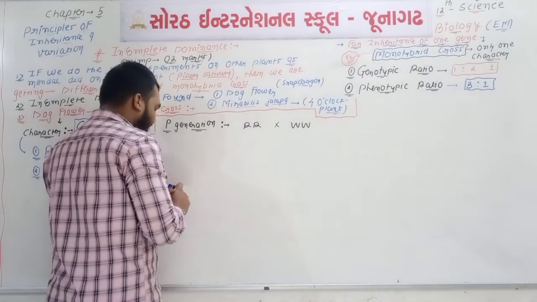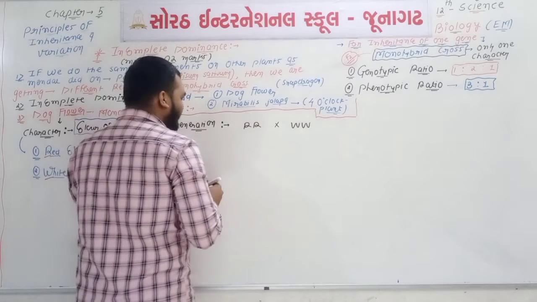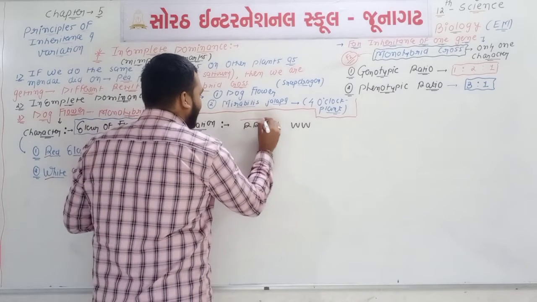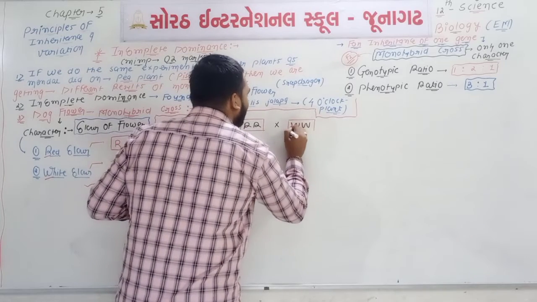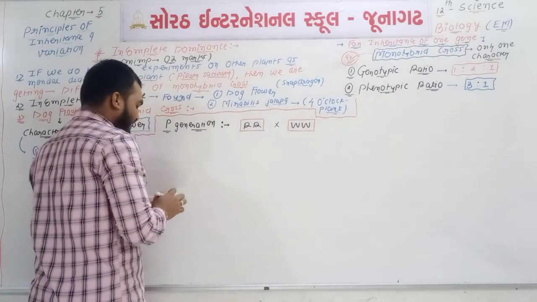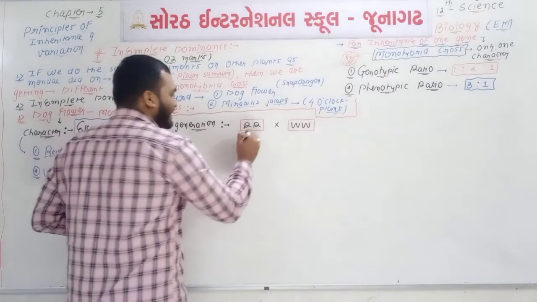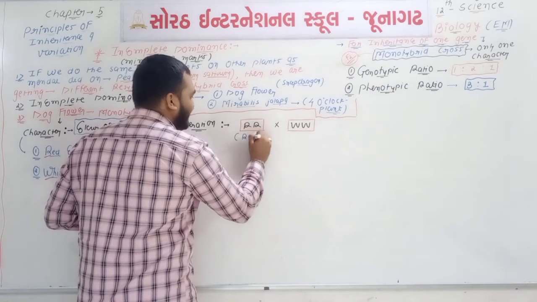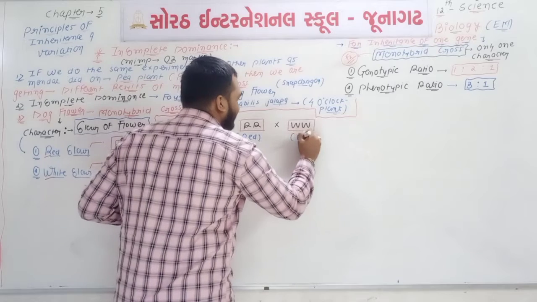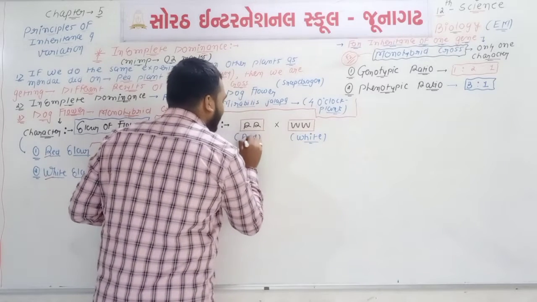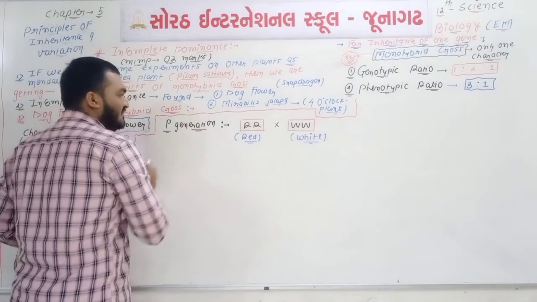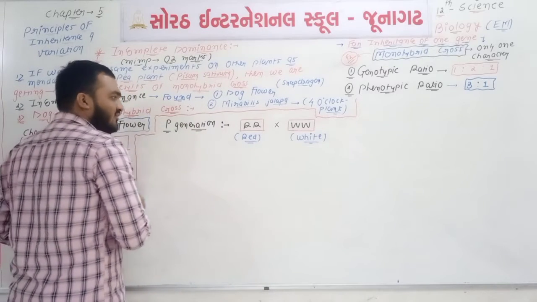So are these both phenotype or genotype? Think about it. These both are one type of genotype. And now we are going to write the phenotype. Here the phenotype will be red colored flower, and here the white colored flower. Here we will write red and white. It is the P generation, the parent generation.